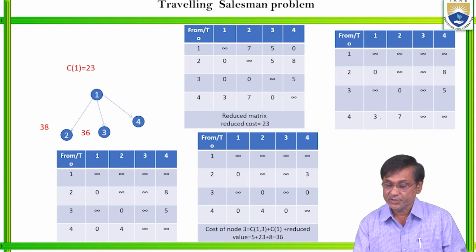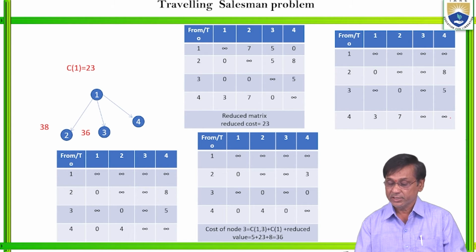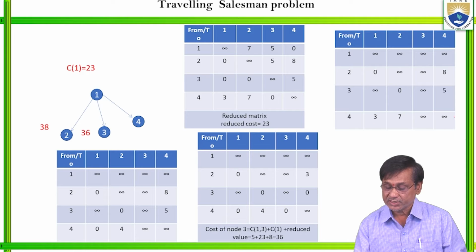In the first column, 0 is there. In the second column, 0 is there. Third column, infinity is there. In the fourth column, there is a possibility because 8 and 5 is there. Next, in the rows, is there any possibility? First row, no possibility. Second row, no possibility. Third row, no possibility. Fourth row, possibility is there. In the fourth row, we can reduce 3.